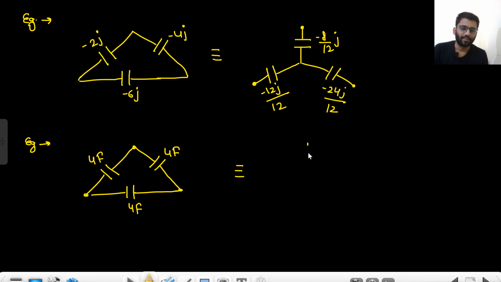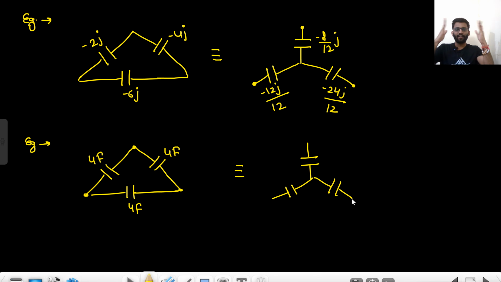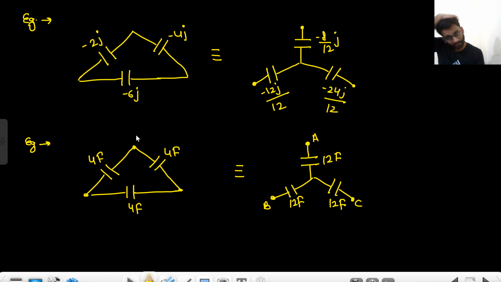Now for this you need to tell me what will be the value. We are getting in from out. We are getting into it. So it should decrease, but it's the capacitor, so it will increase. So it will get 3 times, or you can apply the formula as well. So it will be 12 farad, 12 farad and 12 farad. A, B, C. Okay, here as well, A, B and C.